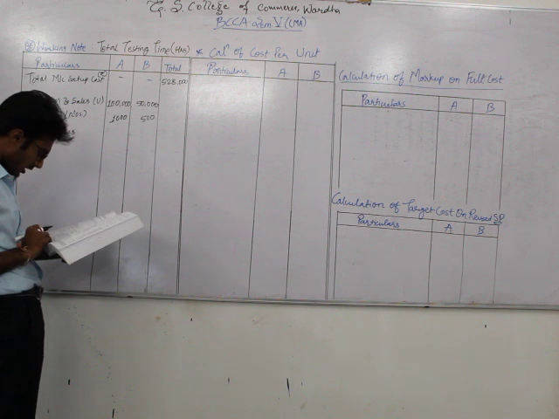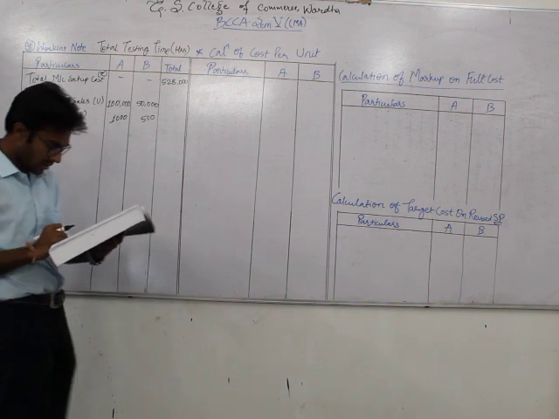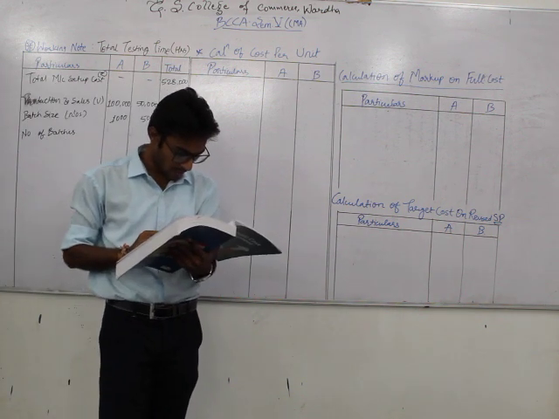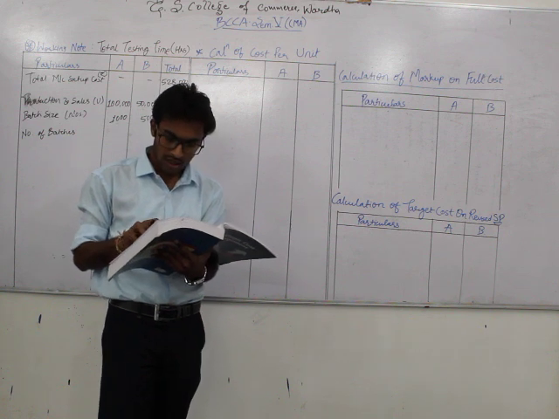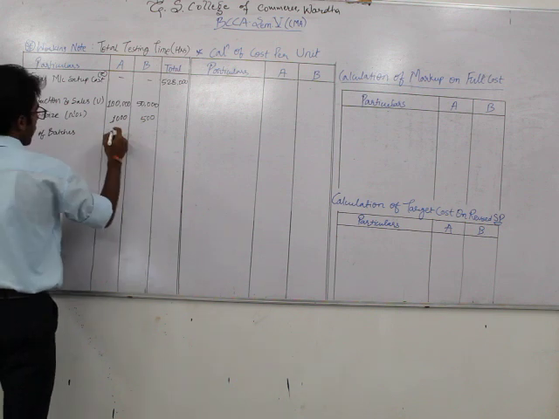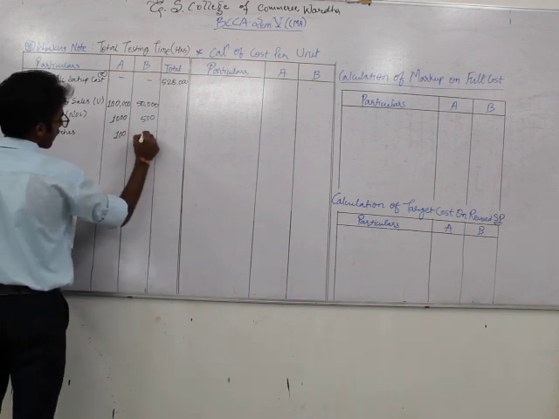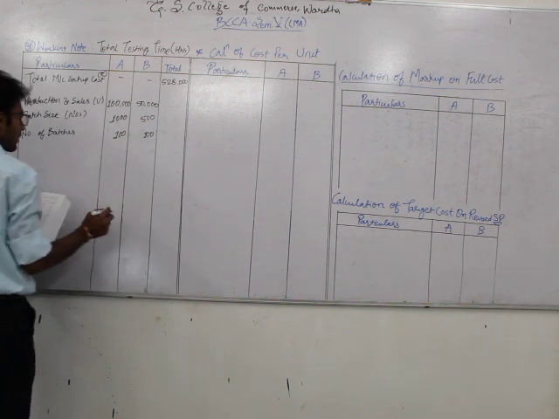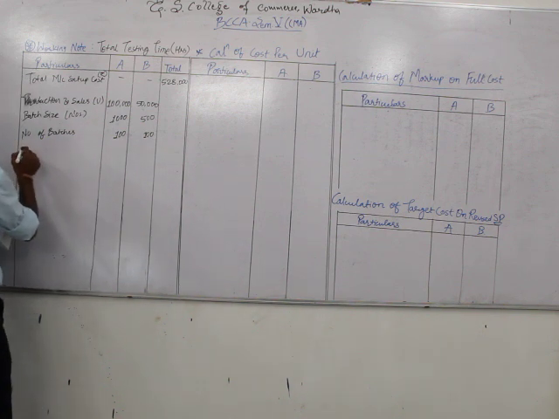And how we can find that? That one is written in the question only. So we will be writing 100. Done. Okay.